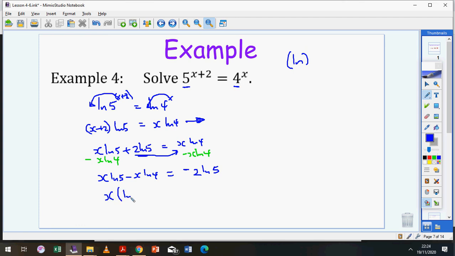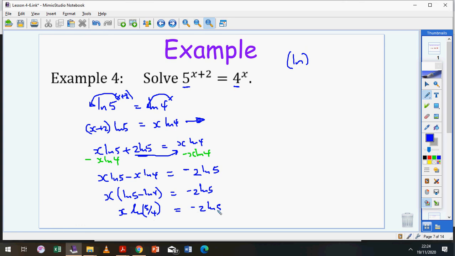So natural log 5 minus natural log 4 is equal to negative 2 natural log 5. Here, still, like I said, just being fancy, I can see that natural log 5 minus natural log 4 is the same thing as natural log 5 divided by 4, if you remember the quotient rule or property of logarithms, equals negative 2 natural log 5.